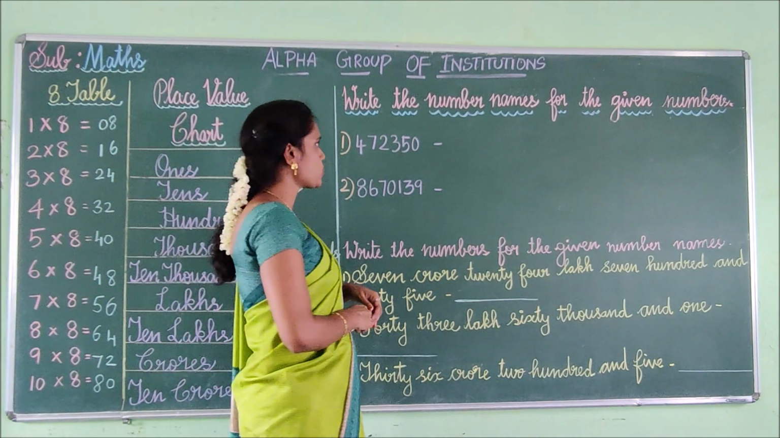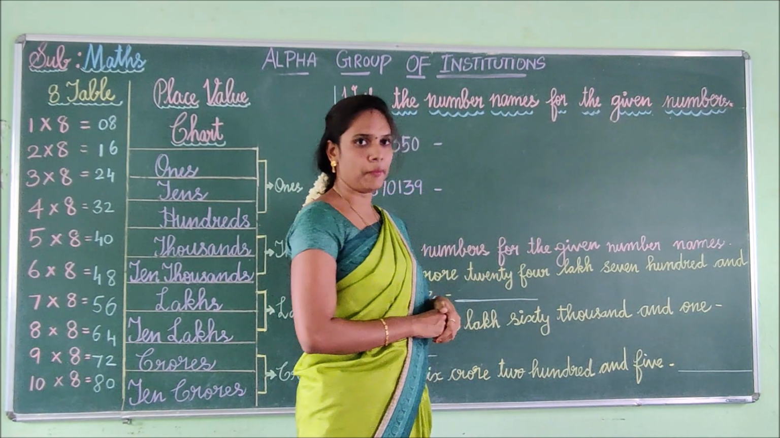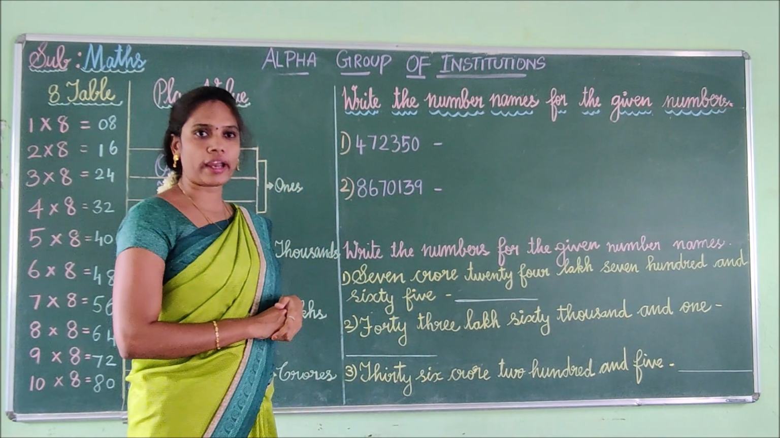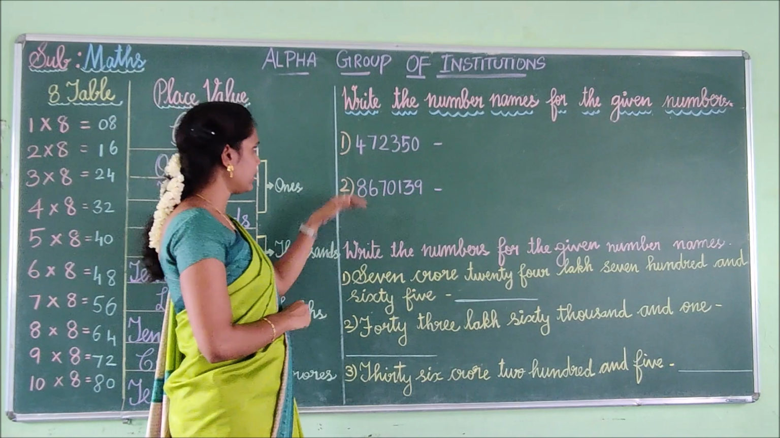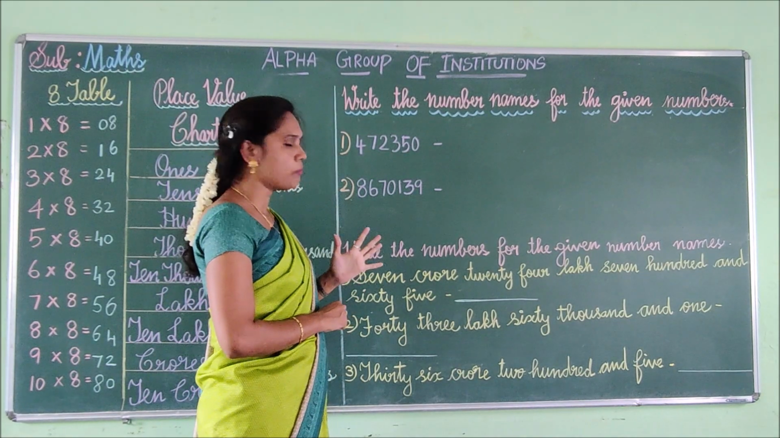What is the next one? Write the number names for the given numbers. Here the number is given. We have to write it in words, children. Shall we start now? See, here I have written only the numbers. I didn't put commas or anything.